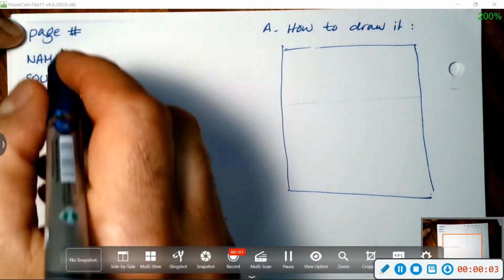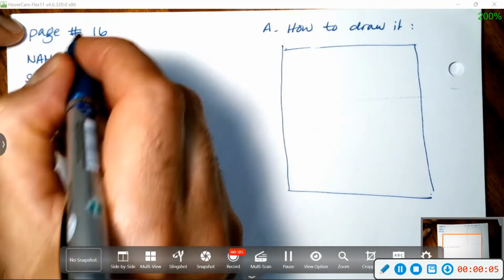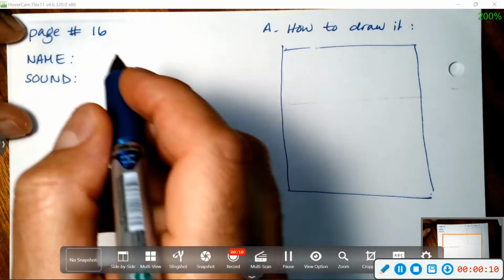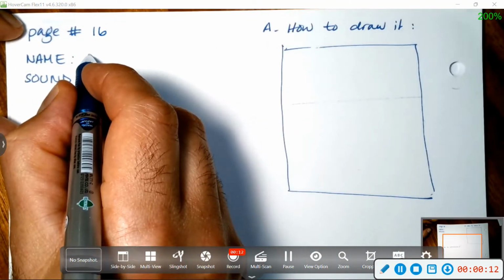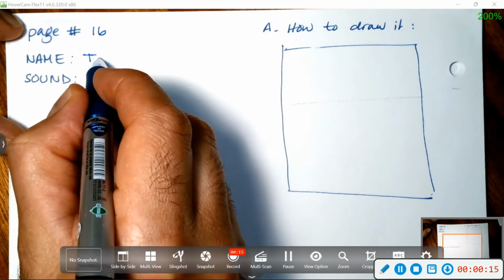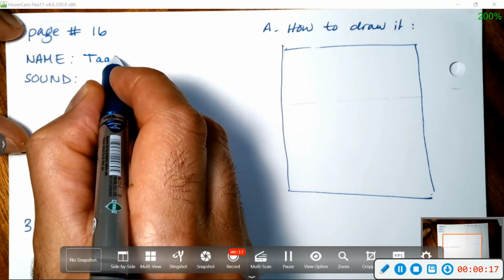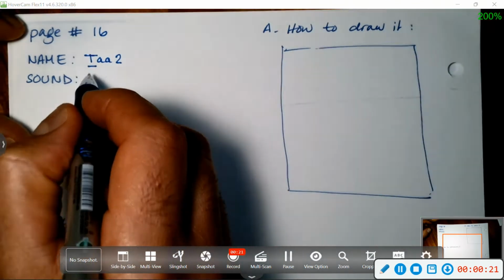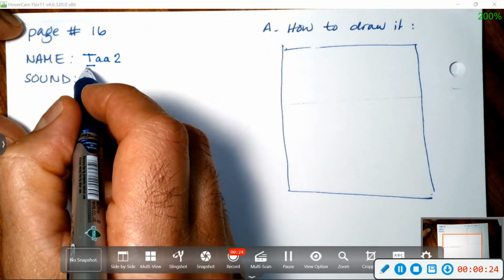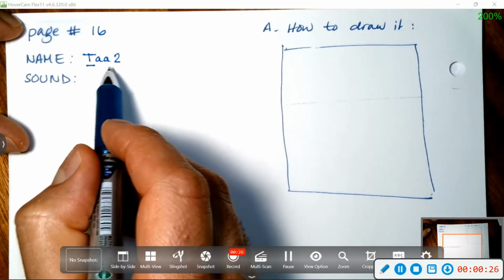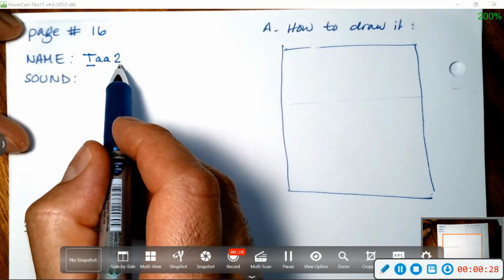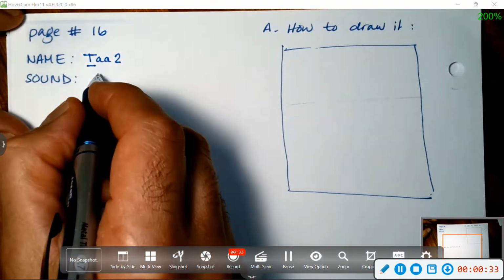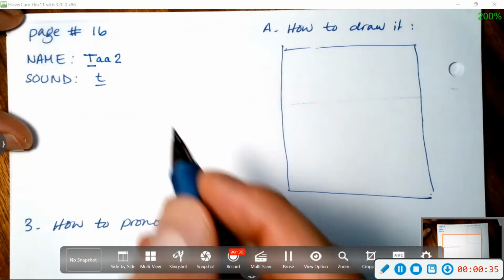Letter number 16. Ta. The name is Taa. T underlined as Ta, and number 2 represent the sound A, and this is Ta.